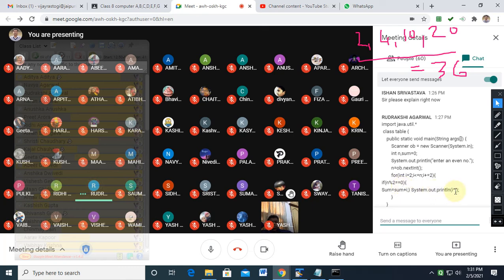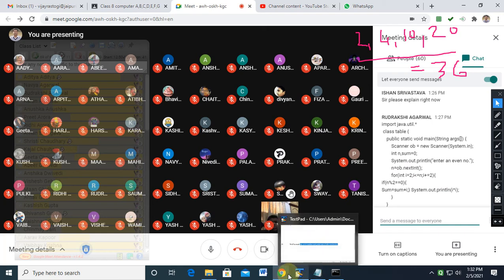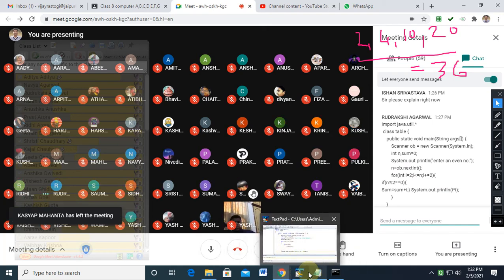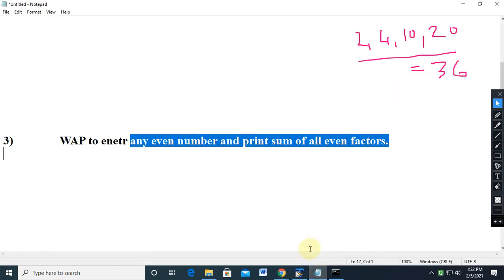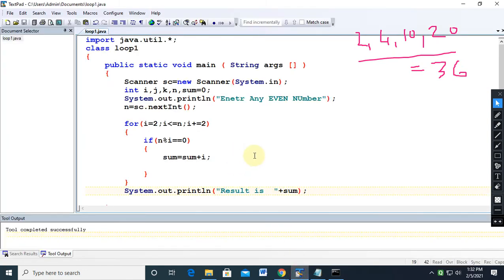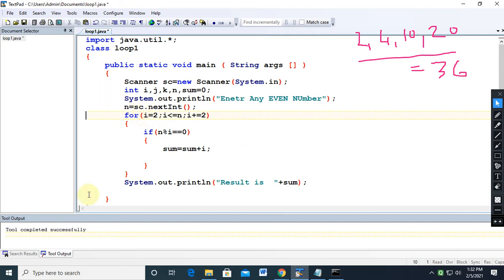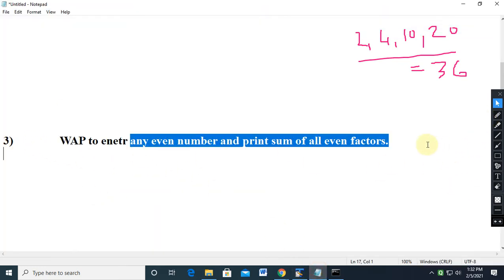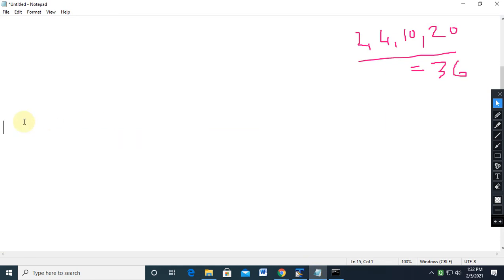And you are printing I into I. That is not required because the question is totally different. The question was to print sum of all even factors. Am I clear? All of you? Yes. Okay. So the next question is for your homework. Get ready for that. The homework is on your screen.